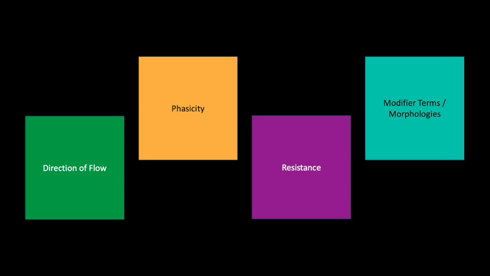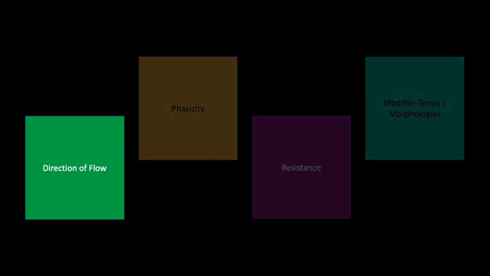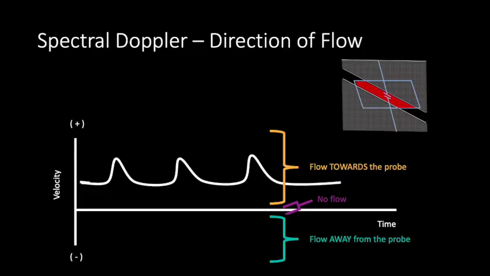Let's walk through each of the 4 consensus categories and discuss qualitative assessment for directionality, phasicity, resistance, and modifying terms. We'll start off with directionality. This is a slide I've shown you previously, with a reminder that flow towards the probe is classified as positive velocity, flow away from the probe as negative velocity, and zero flow plotted along the zero line of the x-axis, the y-axis.